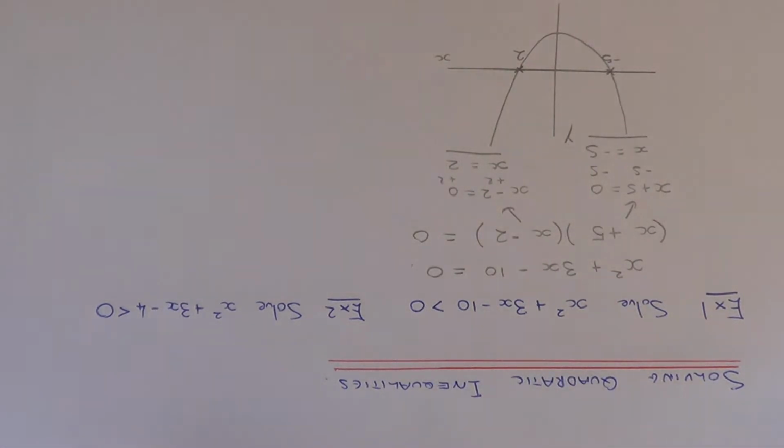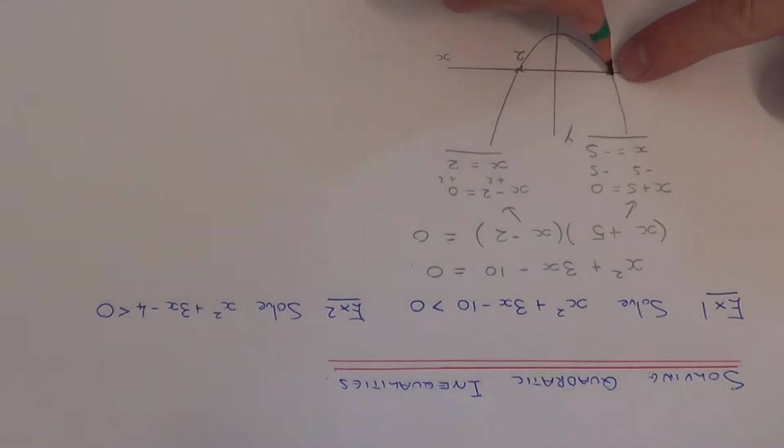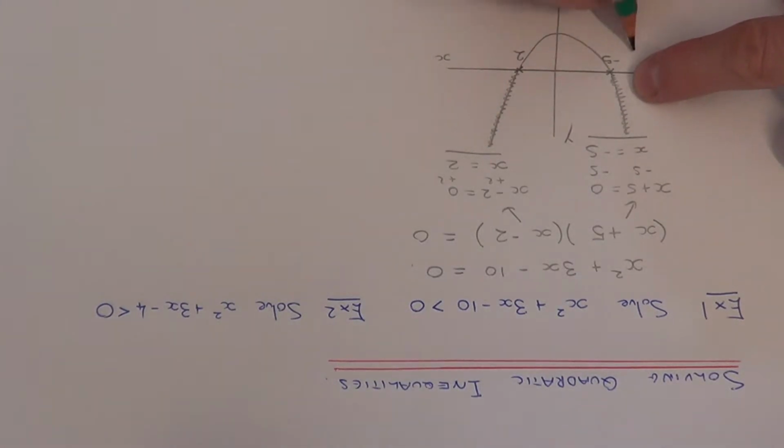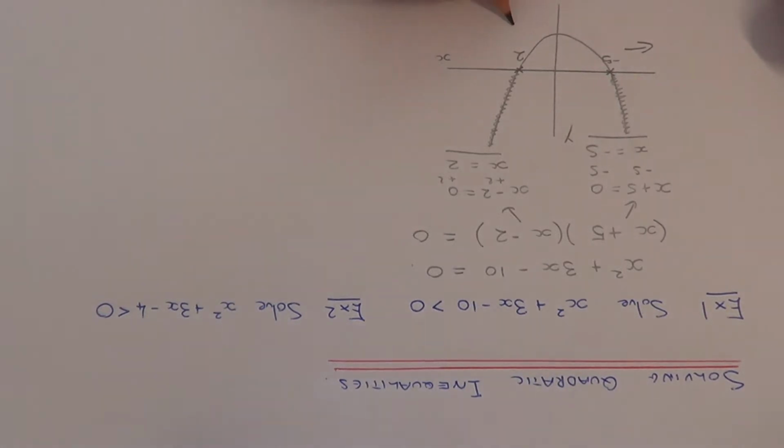So these are the points on the graph which are above the x-axis. So the parts of the graph which are above the x-axis is this bit of the graph here and this bit of the graph here. So this bit of the graph is everything to the left of minus 5. So therefore one of the solutions will be x is less than minus 5, or the other bit of our solution would be everything to the right of plus 2. So this would be x is more than 2.